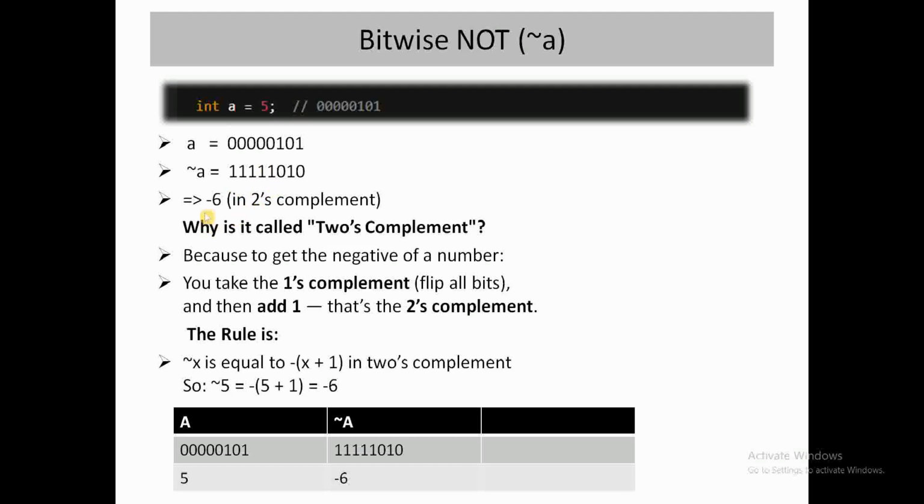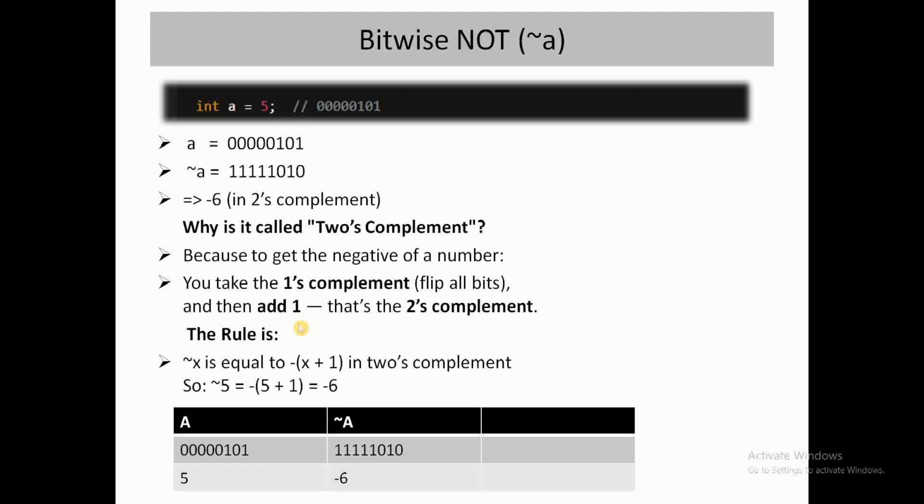And here we have the final output, that is -6, which is in 2's complement. So what is 2's complement? To get the negative of a number, first we reverse all the digits, that is the 1's complement. Here we just reverse all values from true to false and false to true. So this is the 1's complement.